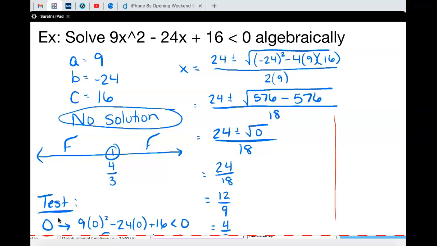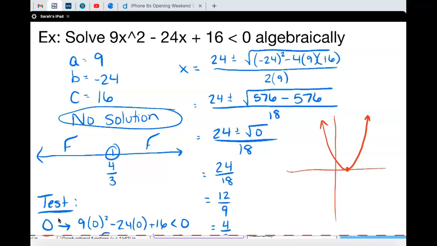Yeah, so if we think of it as a graph, technically that 4/3 is my vertex and it's sitting on the x-axis. Is my parabola opening up or down? My a value is positive, so it should be opening up. So basically we're saying I want all the values less than 0. Is any part of the graph below the x-axis? No. So that's why we get no solution. I guess that's a faster way to figure that out.